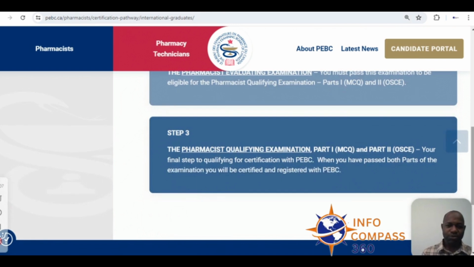So your final step would be the pharmacist qualifying exam, which has part 1 being the MCQ and part 2 being the OSCE. So this is the final step of your qualifying for certification with the PEBC. When you've passed both parts of this exam, you will be certified and registered by the PEBC.